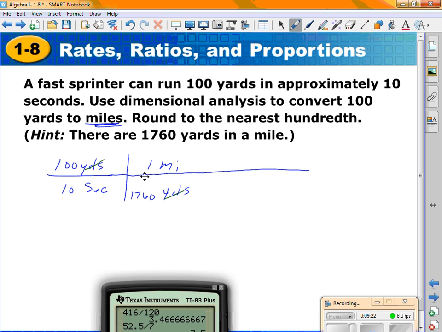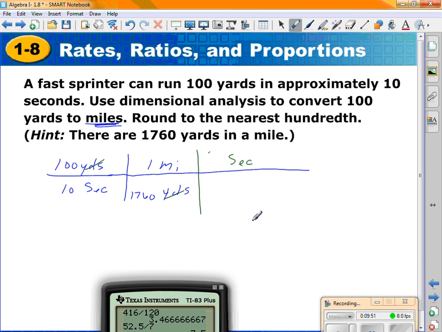I don't want to know how fast you run per second. I want to know really how fast you run per, if I said how fast the car is going, what do you say? Miles per hour. I want to know how fast miles per hour. So let's change this seconds to hours. So if seconds is down here, I'm going to put seconds up here.